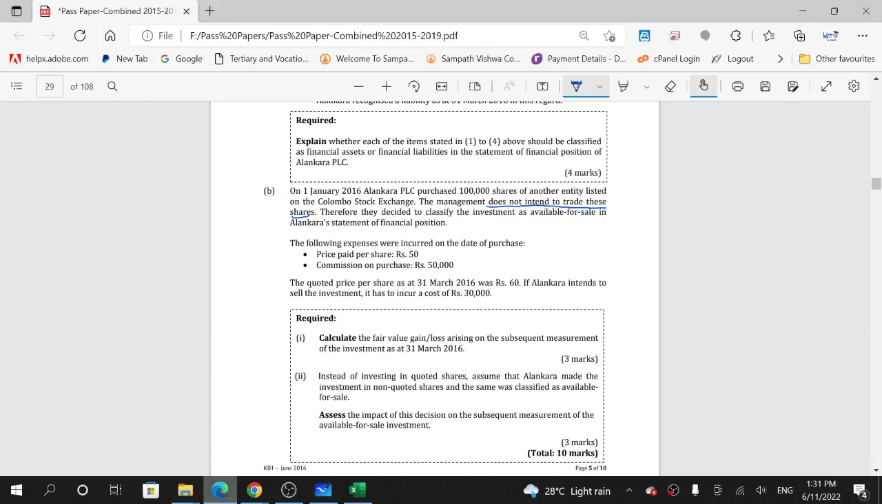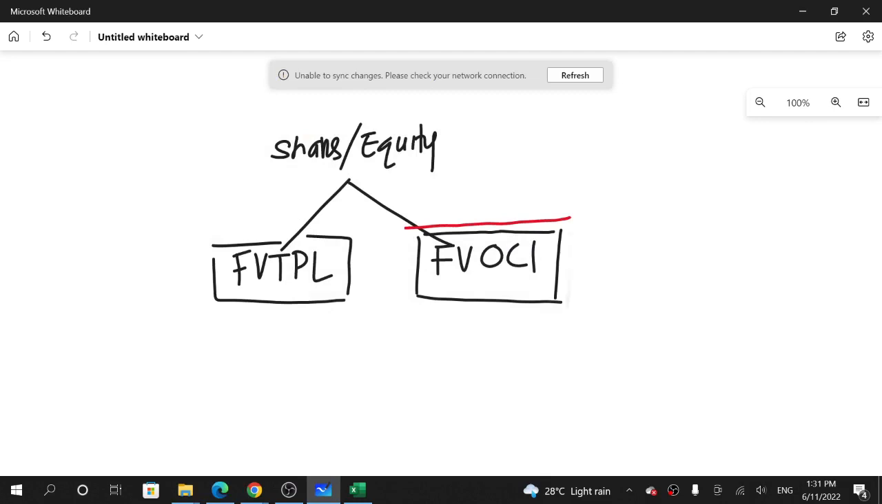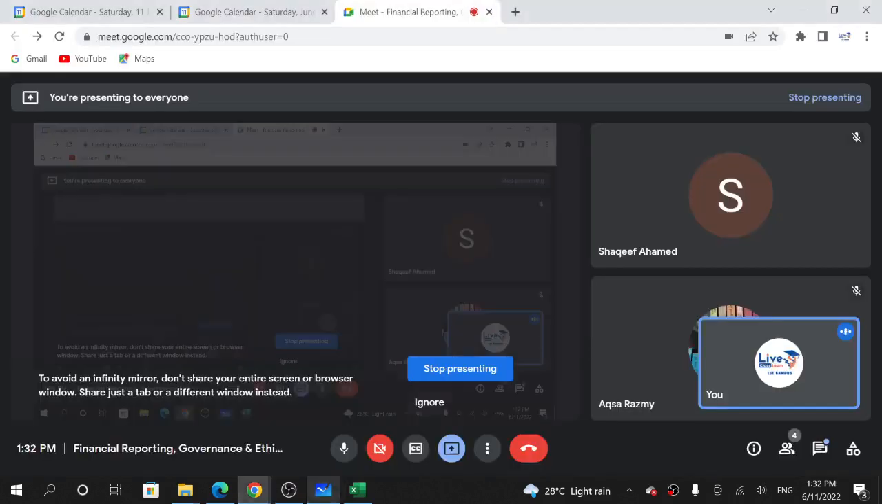So now you can identify their intention is not to trade in the short-term market. Then for what purpose would they have taken this? To keep it for a long period of time, right? So in that case, you want to classify them as fair value through OCI. So we learned how to recognize fair value through OCI financial assets, right? Now we'll see.